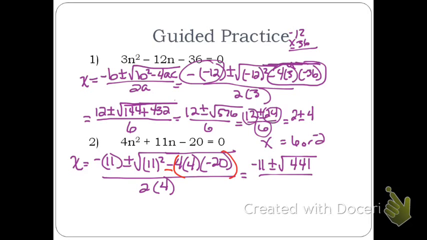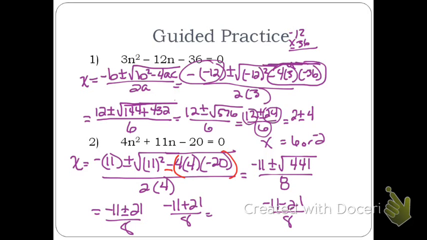All over 2 times 4 is 8. So now you have negative 11 plus or minus, what is the square root of 441? It's 21, all over 8. So our two solutions: one of them is whatever negative 11 plus 21 over 8 is equal to, and the other one is whatever negative 11 minus 21 all over 8 is equal to.